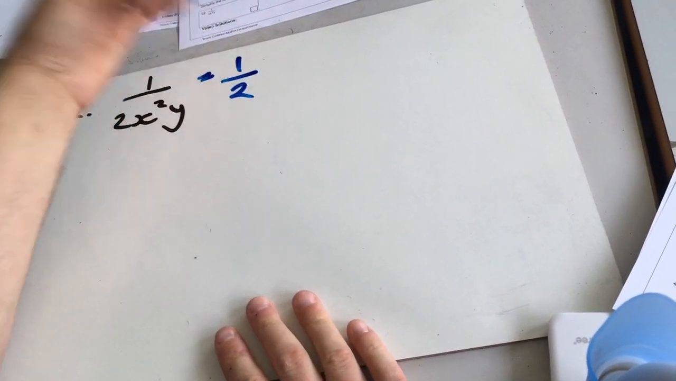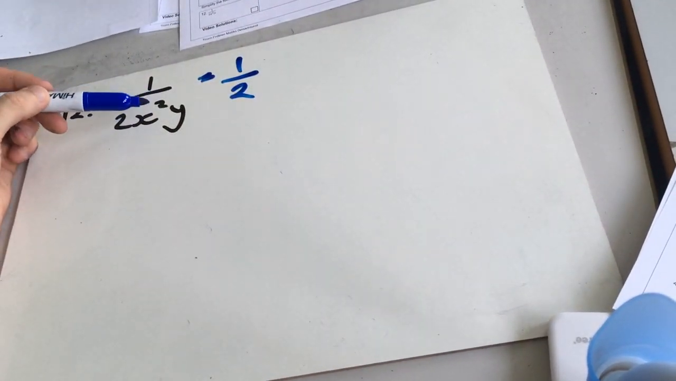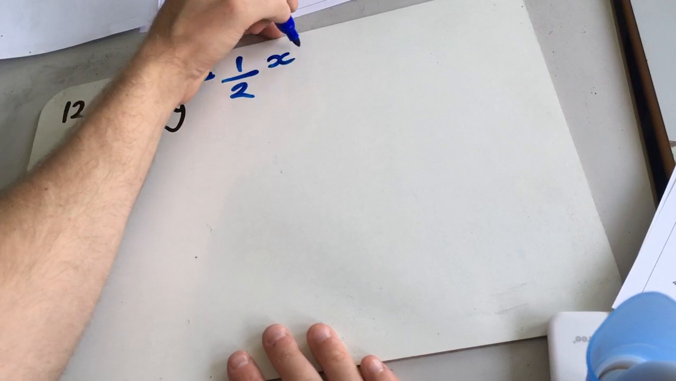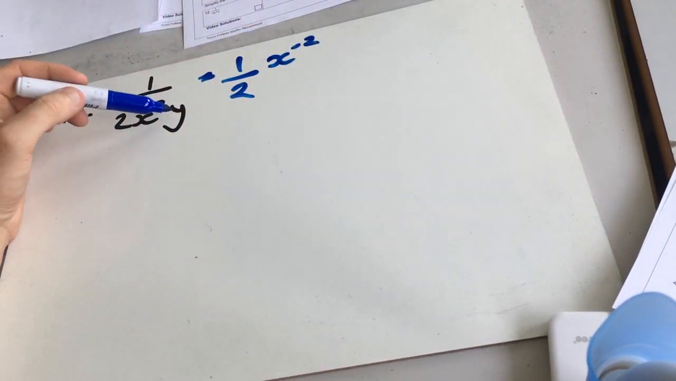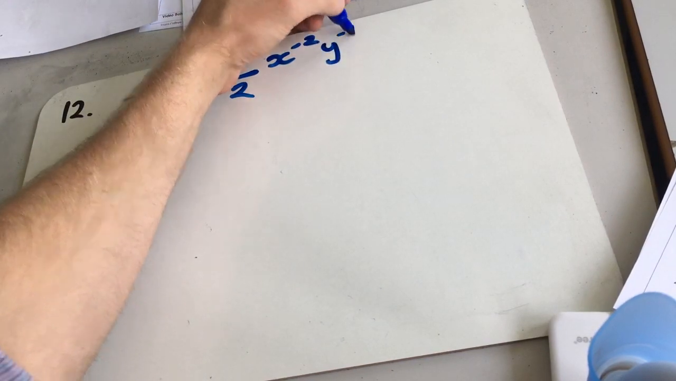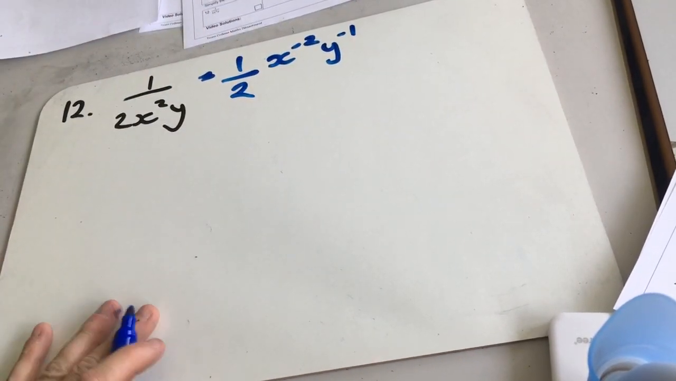So 1 over 2. We want to bring up the x power 2, which is going to be x to the power minus 2 because we're bringing it up. And we want to bring the y up as well. So we're going to call that y to the power minus 1. There we go.